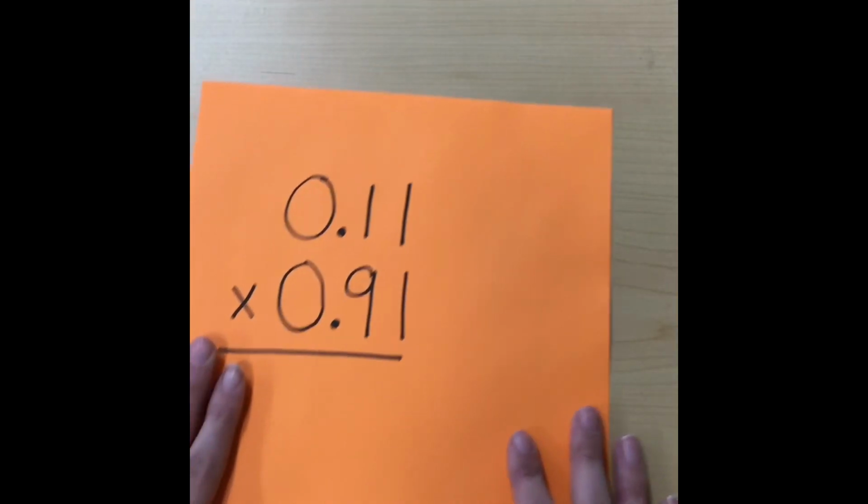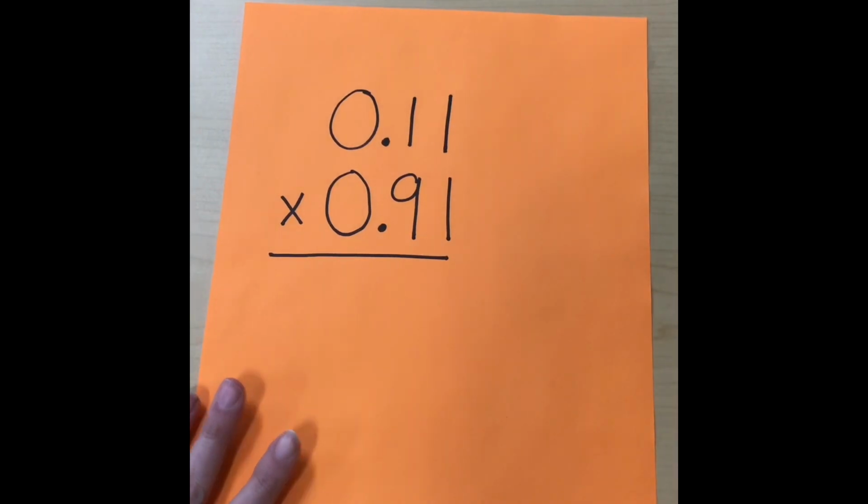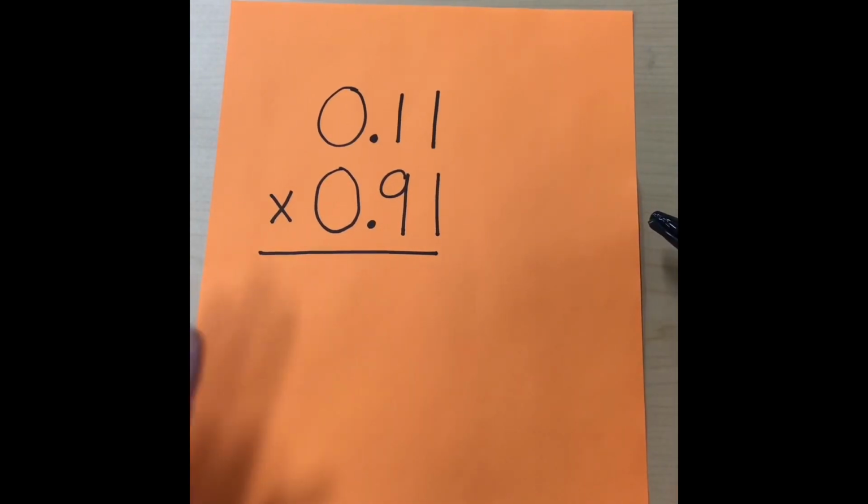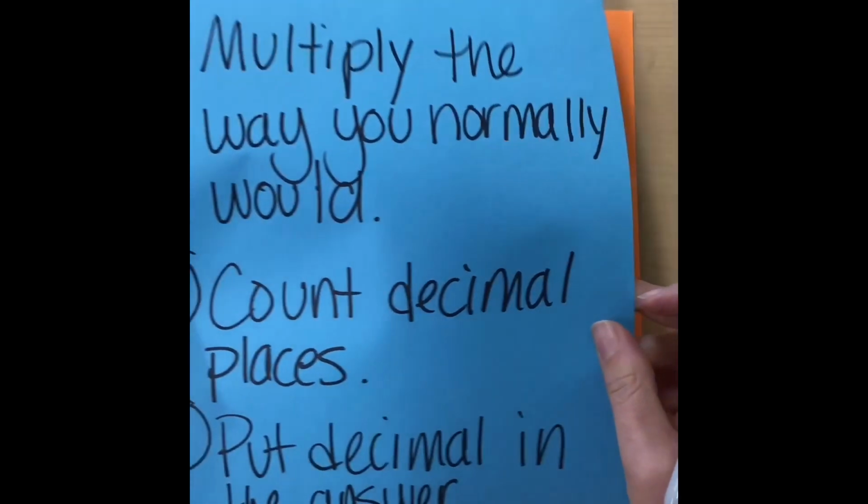So here is our first problem. It's 11 hundredths times 91 hundredths. So I know a big thing is people might be like, well, we have to make sure the decimals are lined up. On this one, yeah, they happen to be lined up, but you actually don't need to worry about that when you're multiplying because you're going to do these different steps instead, okay? So first step, multiply the way you normally would.